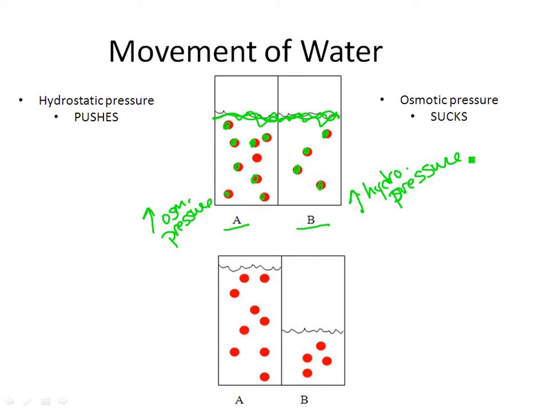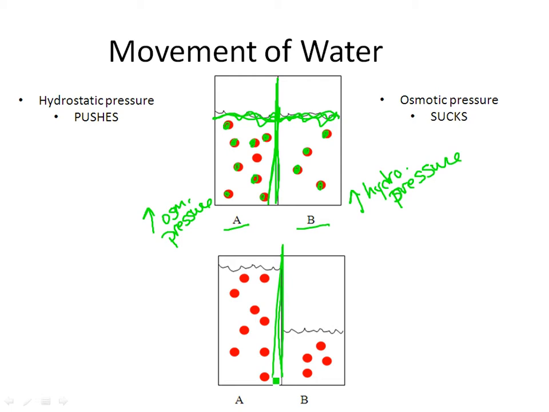Now that we've got just the terminology, let's talk about how these things cause movement across the membrane. So this is going to be our semi-permeable membrane. Now remember, your body cells are made of semi-permeable membranes, which means that some things get across and some things don't. Well, water gets across those membranes because of hydrostatic pressure and osmotic pressure. Hydrostatic pressure is going to push water from where there's more water to where there's less.